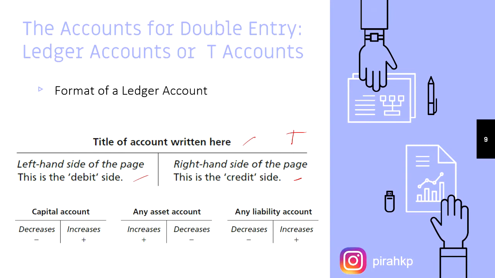Now this is some sort of small hack given that capital accounts, any asset account, any liability account. But you don't have to remember it. You will understand it once we start doing sums. Alright, as we talked about destination and source. So these are your ledger accounts.